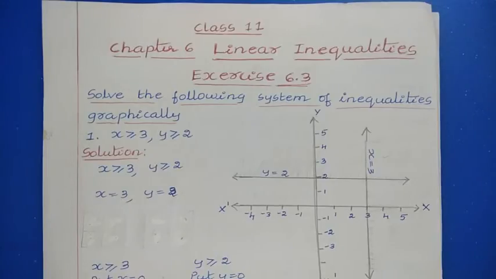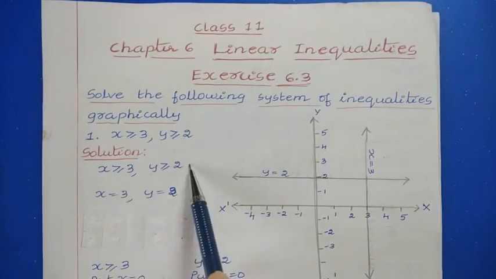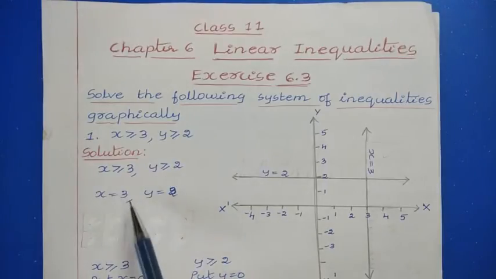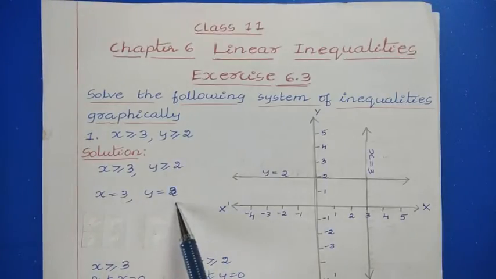The first question is x is greater than or equal to 3, y is greater than or equal to 2. See here, they have given two inequalities. So first, let us convert the given inequalities into equality statements. So we have here x is equal to 3 and y is equal to 2. Next, for this inequality, you need to draw a straight line on the graph.